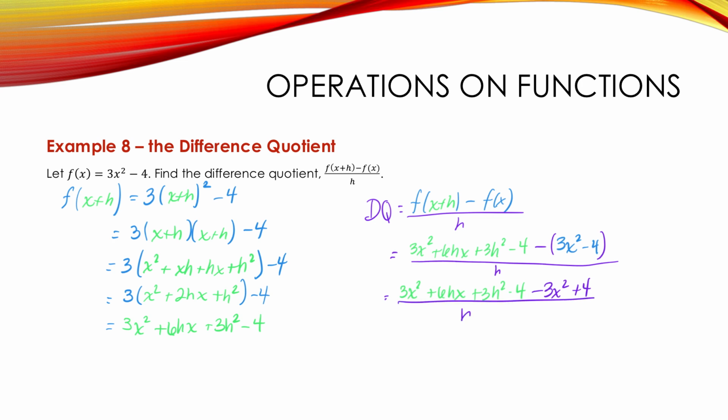And now something really cool happens, because the 3x squareds cancel out and the 4's cancel out. Now we just have 6hx plus 3h squared, all divided by h. We can factor an h out of the numerator, and we're left with 6x plus 3h, all divided by h. Again, we can cancel out those h's, and we're left with 6x plus 3h as our difference quotient. And that's where we will leave it.